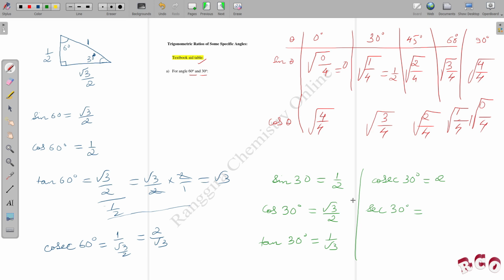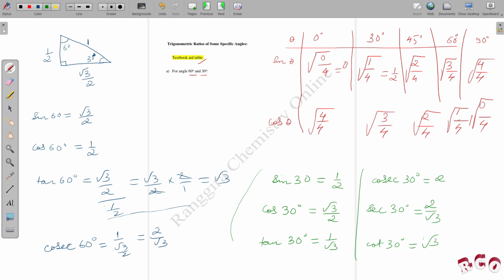Sec 30, what will it be? Sec 30 is hypotenuse by adjacent. So 1 divided by root 3 by 2, so it will be 2 by root 3. And then cot 30. Cot 30 is what? Adjacent by opposite. Adjacent is root 3 by 2 divided by 1 by 2. So the 2 will get cancelled, and we will be getting root 3.